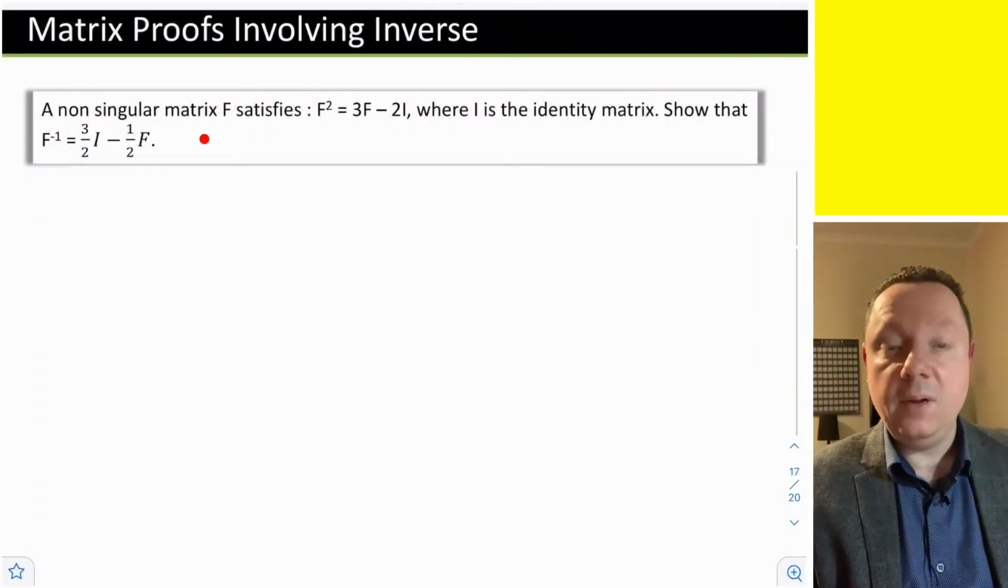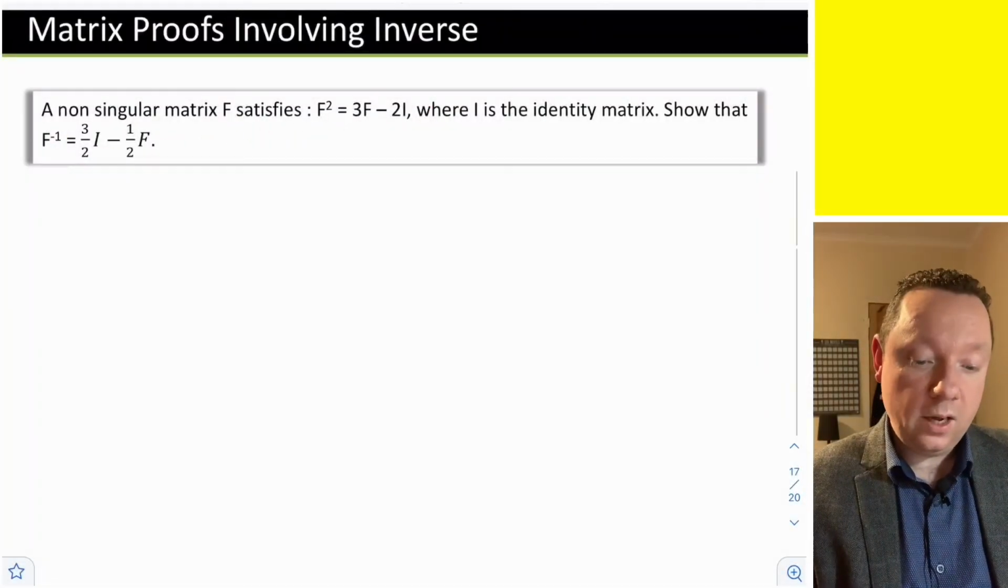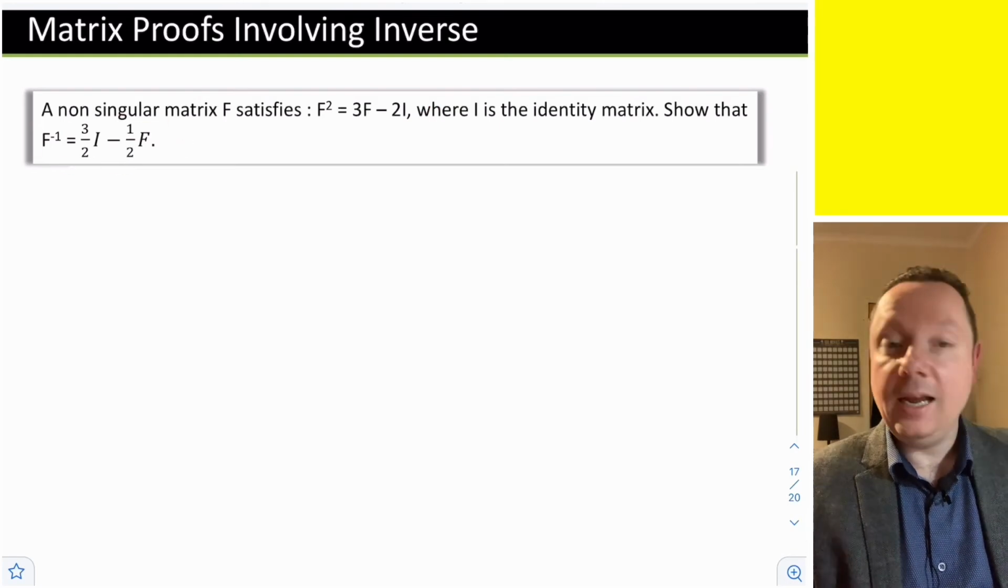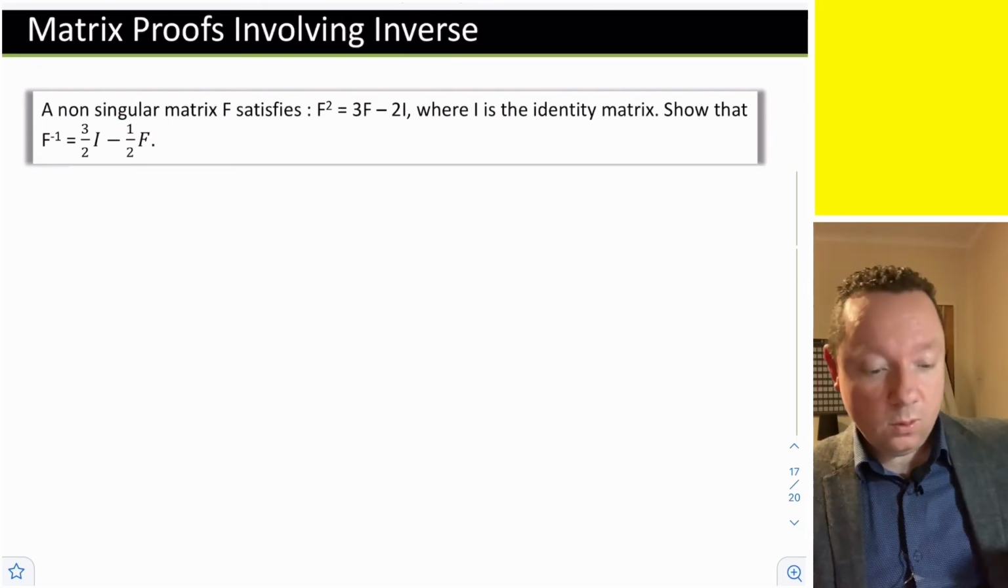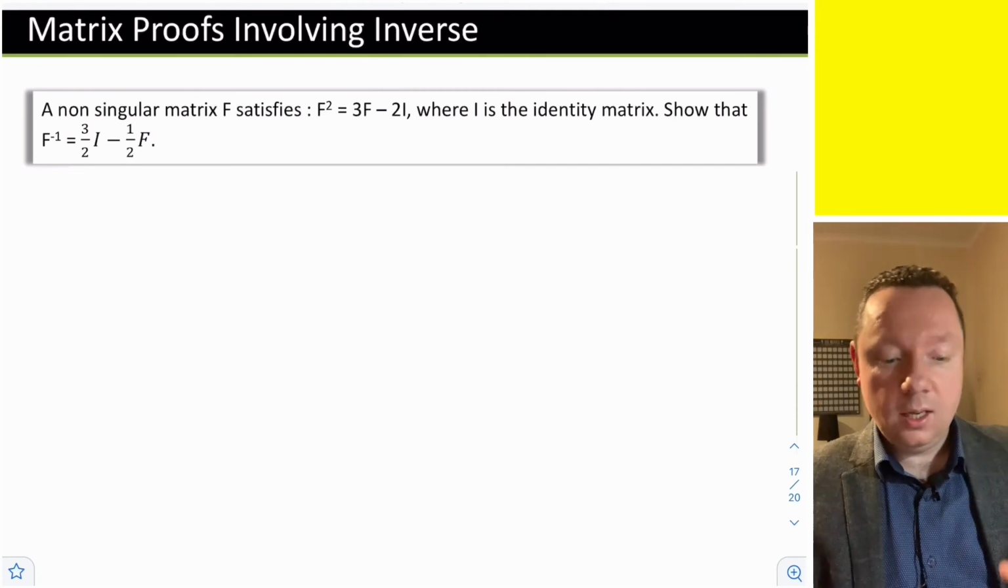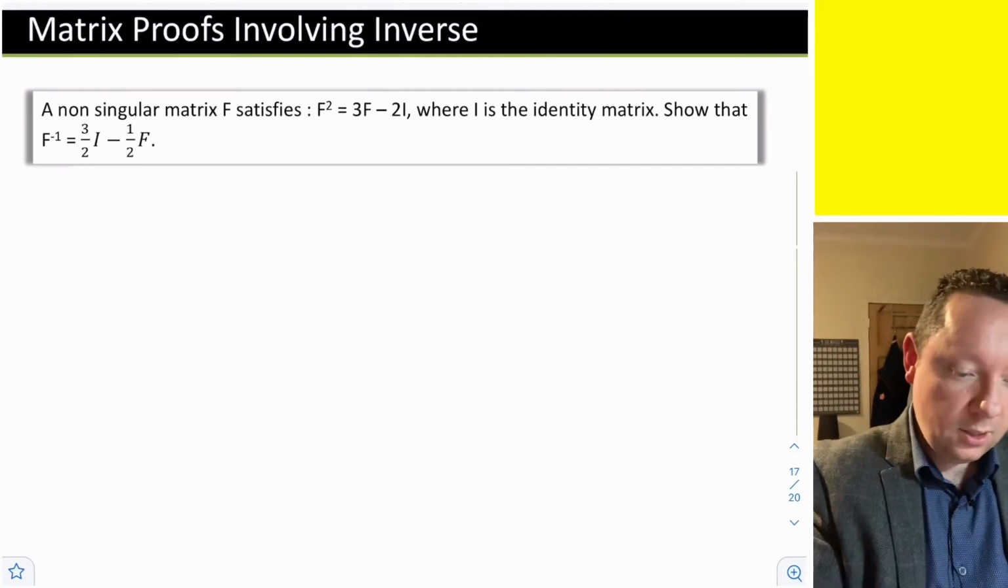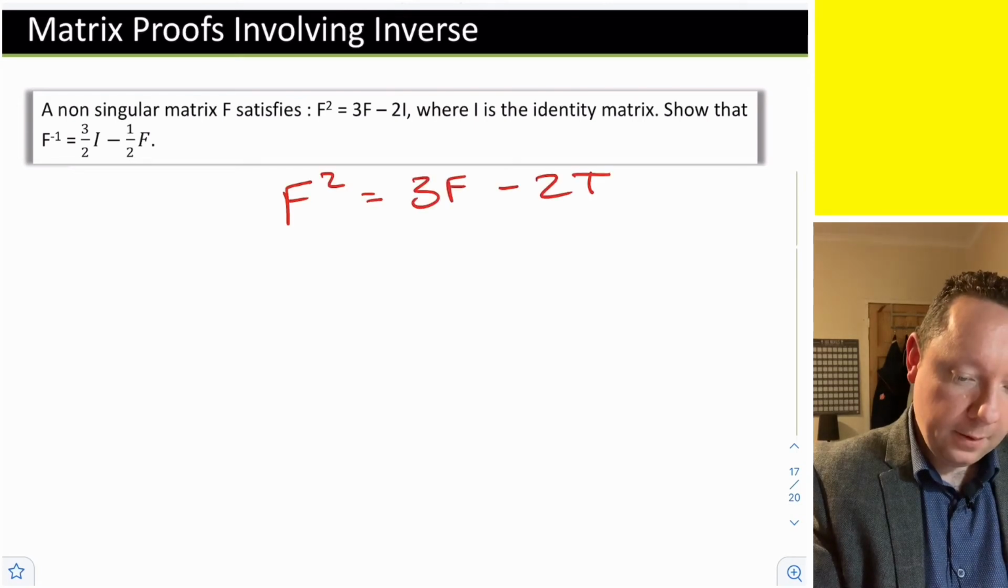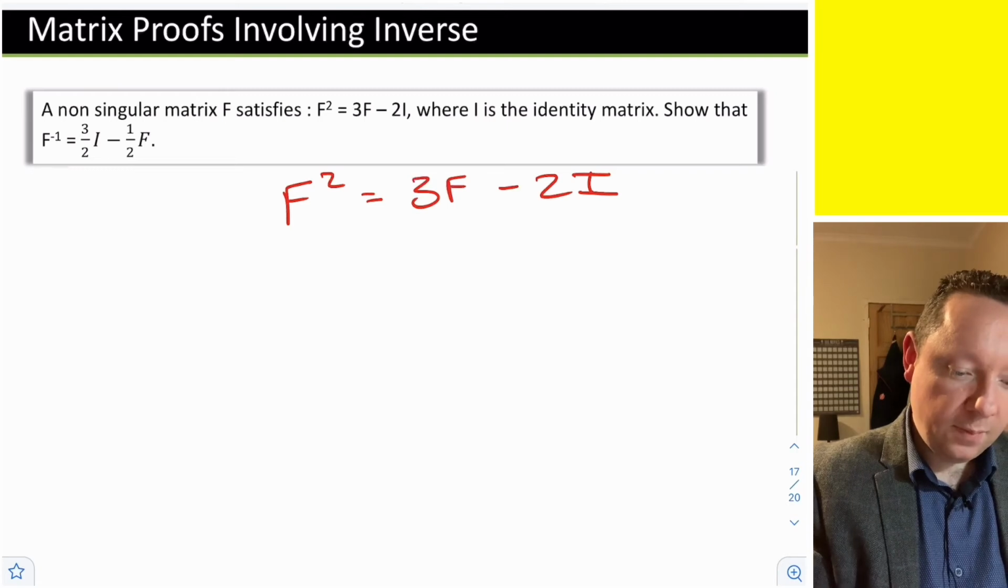A non-singular matrix F satisfies this equation where I is the identity matrix. We have to show that the inverse of F is this. Again, we've not got any actual matrices here, so we're going to just use matrix algebra to show this. Let's start off with F squared equals 3F minus 2I. Well, if I times this side by the inverse of F, I can times this side by the inverse of F. So let's try that.